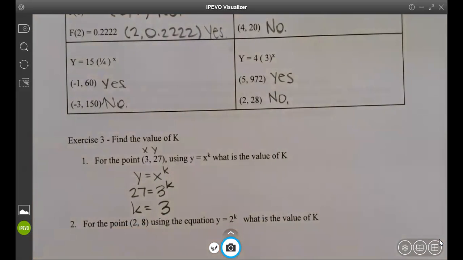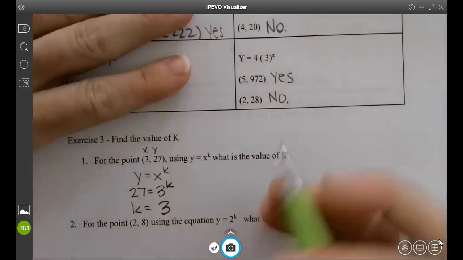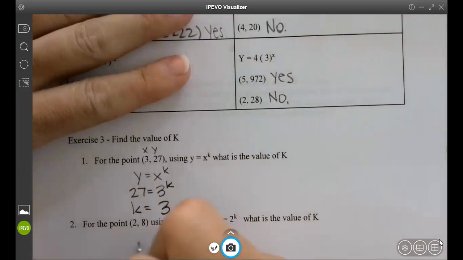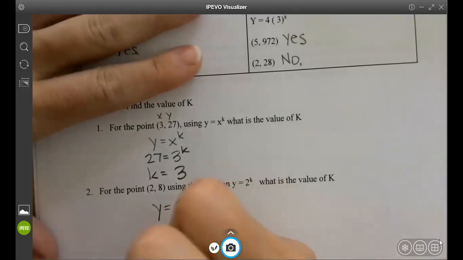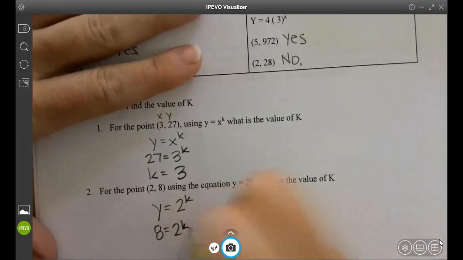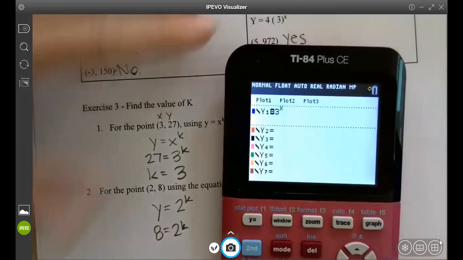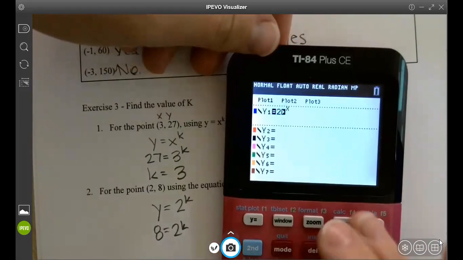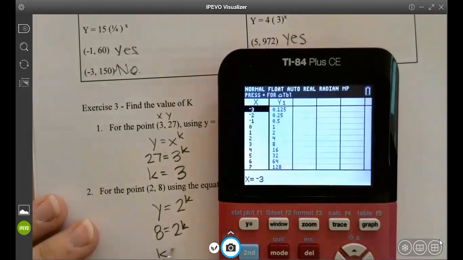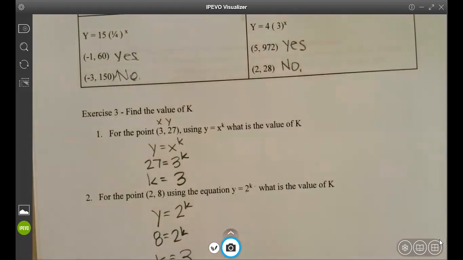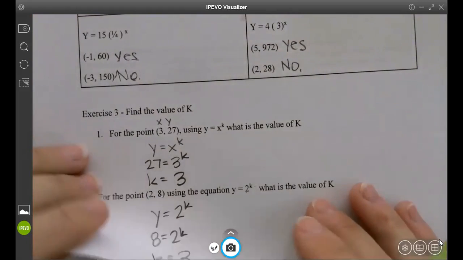Okay, the next one, I have y equals 2 to the k. What's your y value? 8. So y equals 2 to the x. What gives you 8? 3. That's it. All calculator. 100% calculator today.